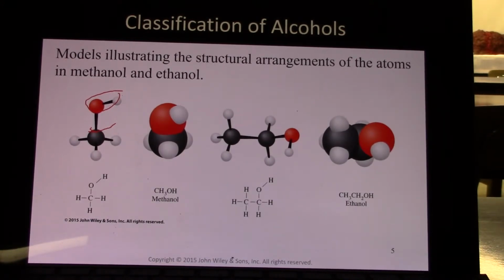Methanol, ethanol. If there's 3 carbons, propanol. 4 carbons, butanol. 5 carbons, pentanol. 6 carbons, hexanol. 7 carbons, heptanol. 8 carbons, octanol.